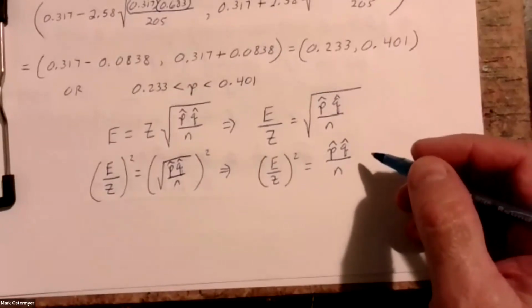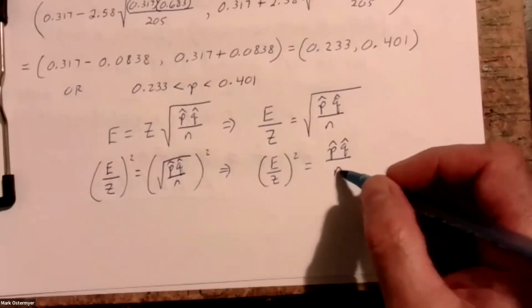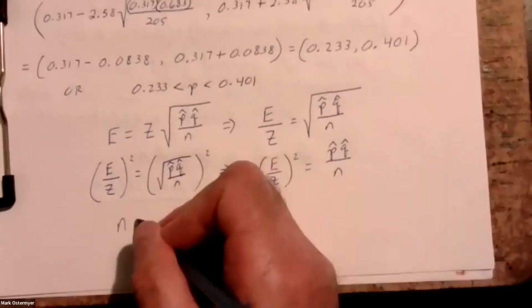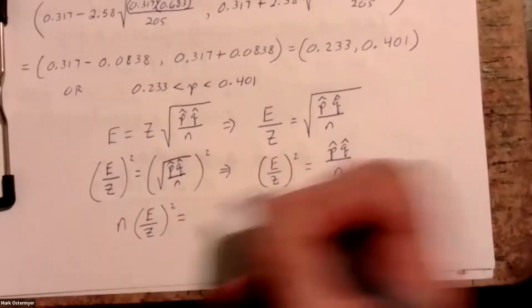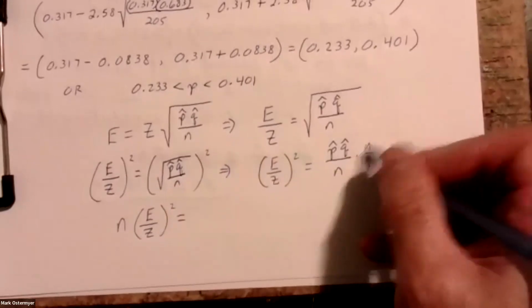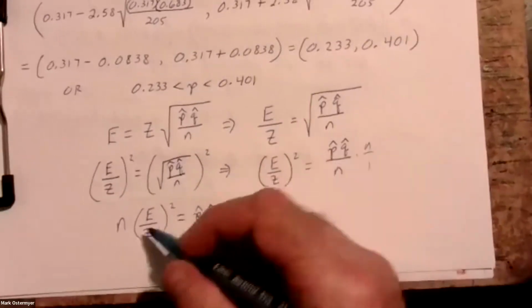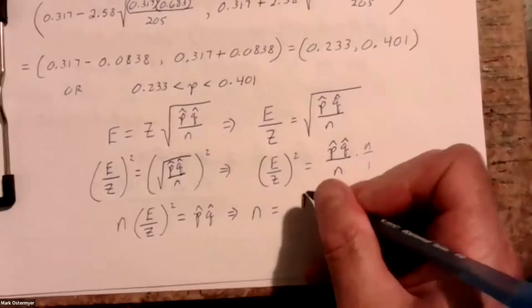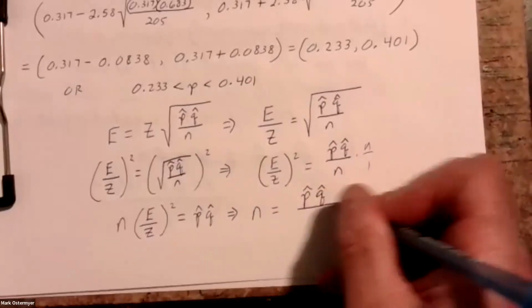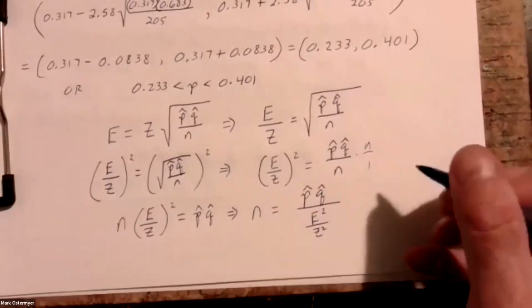All right, everybody see that there? Now, if I multiply both sides of my equation by n, I'll get the n on the left side. And when you multiply the right side by n, the n's cancel out. So we're left with P hat Q hat. Finally, to solve for n, I divide both sides by E over z, squared. And that gives me my sample size. So this is going to be divided by E squared over z squared.